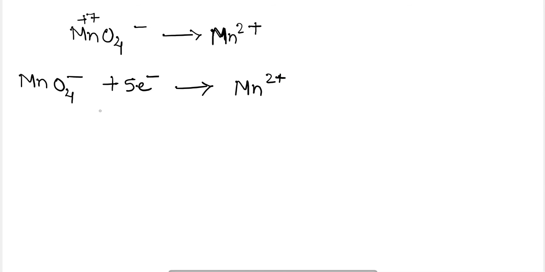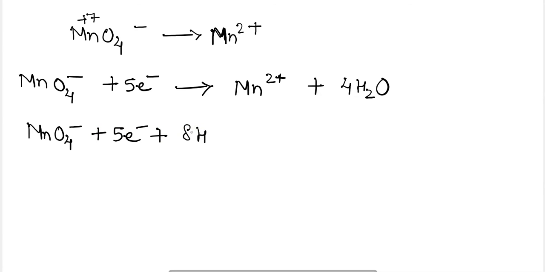And after adding 5 electrons on the reactant side, we see that oxygen is to be balanced. So for balancing the oxygen, 4 water molecules are added on the product side, and due to this the hydrogen becomes unbalanced. So to balance the hydrogen, we will add 8 hydrogen ions on the reactant side. After this, the balancing of the reduction reaction is also done.